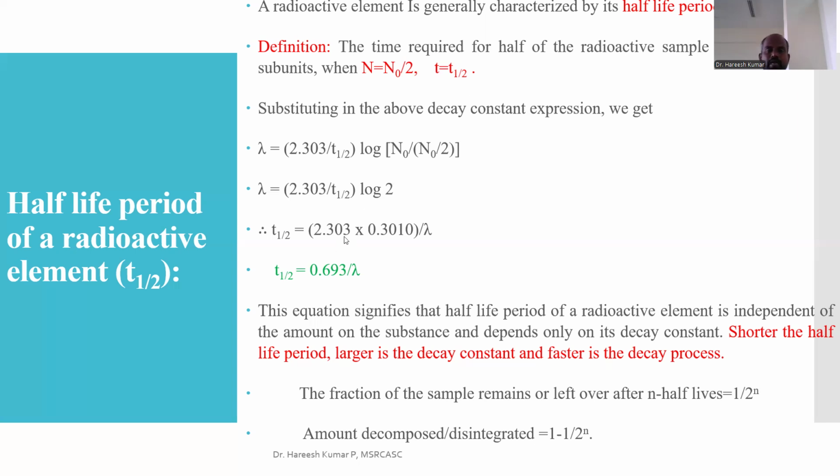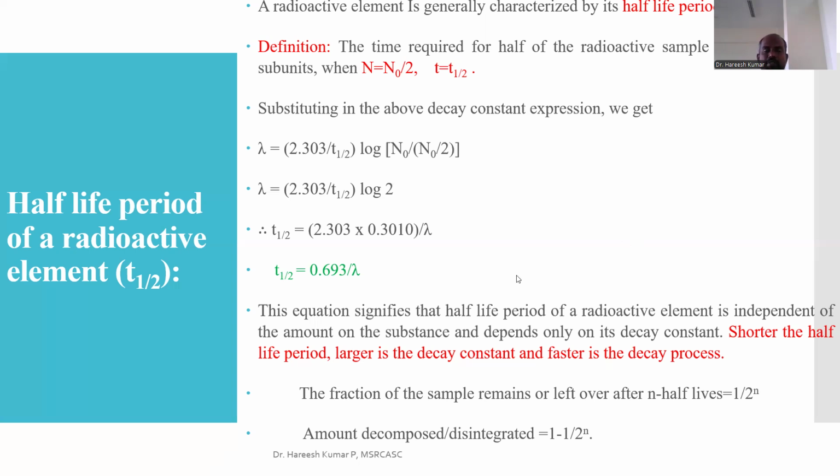It is possible to calculate the half-life period of a radioactive element by using a formula called T half is equal to 0.693 by lambda. Shorter the half-life period, longer is the decay constant and faster is the decay process. With this, we'll go to the next slide.